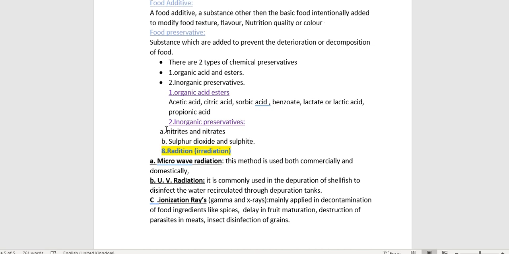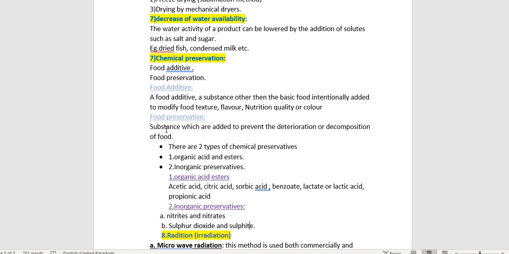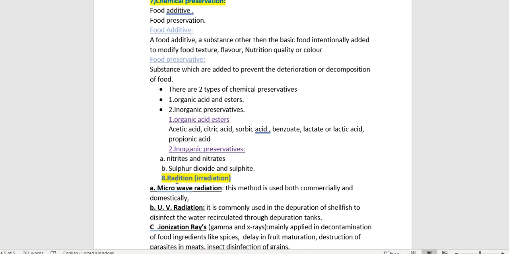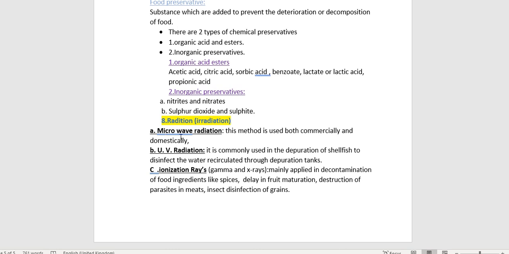Then the last type is the radiation method. Here we use microwave radiation, UV radiation, and ionization rays. So that's how we have three types of radiation used in the food industry. Microwave radiation is used both commercially and domestically, but microwaves are used more often in domestic purposes than in industrial purposes.